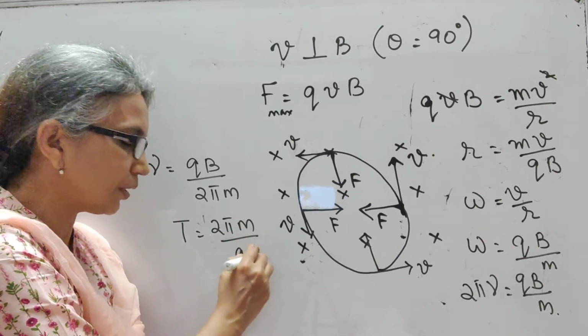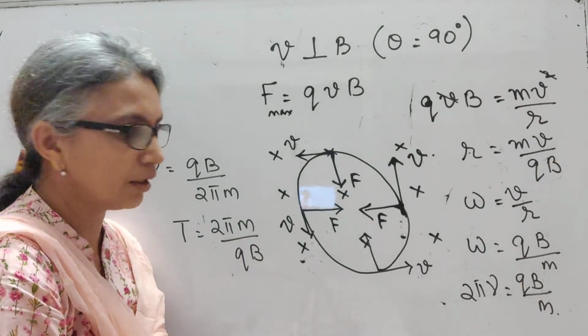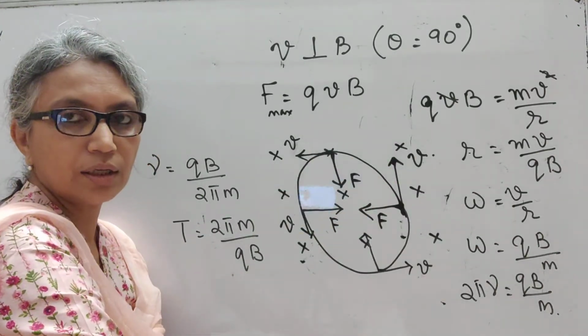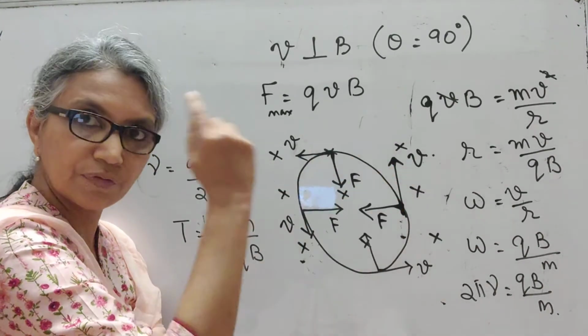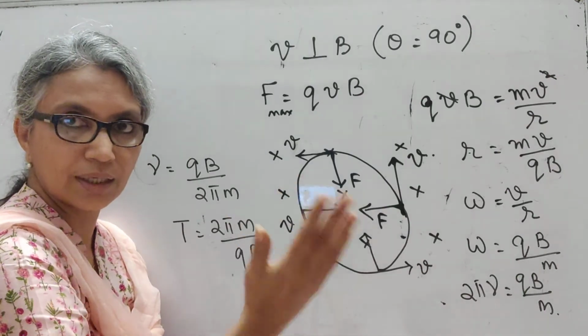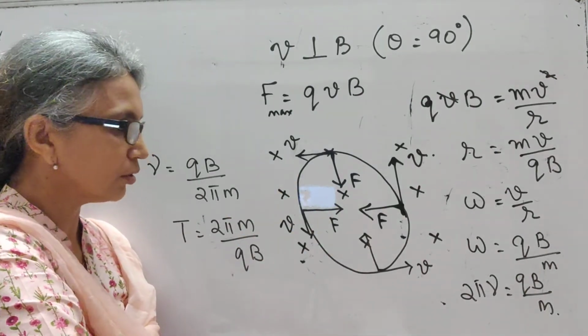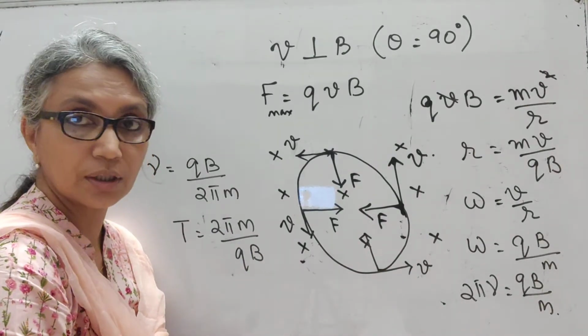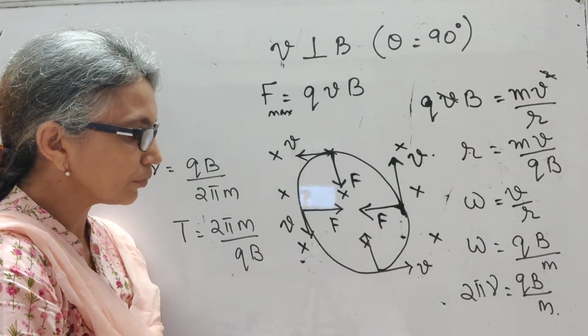What do you mean by time period? Time period is the time taken for this particle to complete one revolution. I remember this portion we have done in motion in a plane. I told you it will be carried over to the 12th standard. So these formulas, if you don't remember, please go back to the class 11 textbook, motion in a plane.